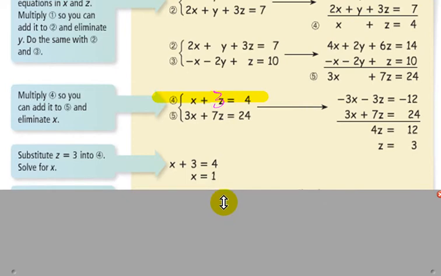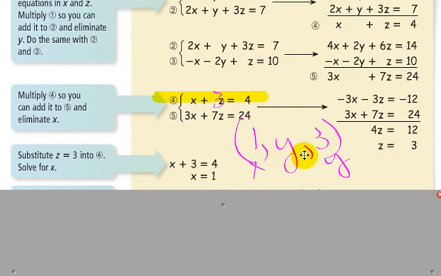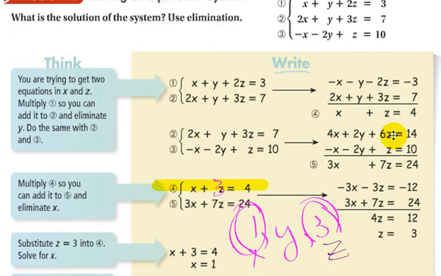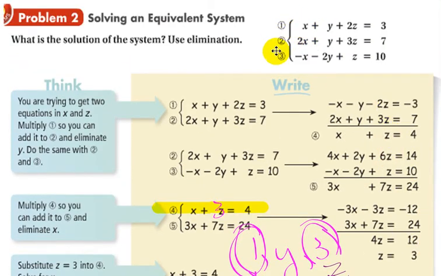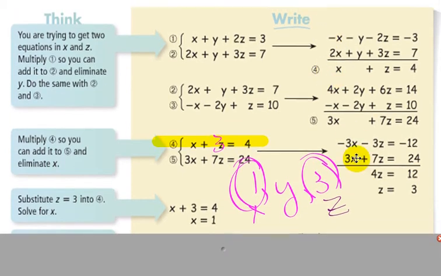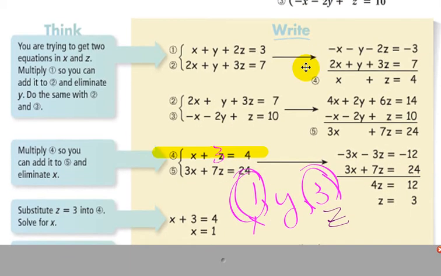So now we have two values. We have z is 3 and x is 1. So we have 1, y, and 3. Now that we have our x and our z, go back to your original equations, any one of the first 3, and plug in 1 and 3 for x and z, and solve for y. That should have been a z, sorry. So you go back to any one of these and plug in x and z and solve for y.